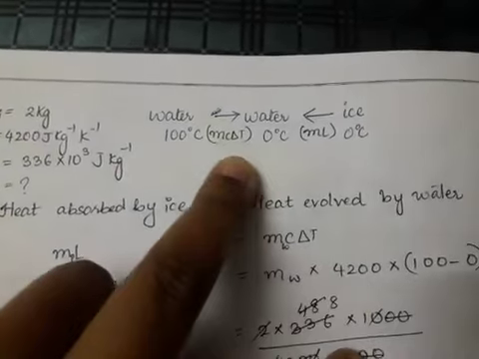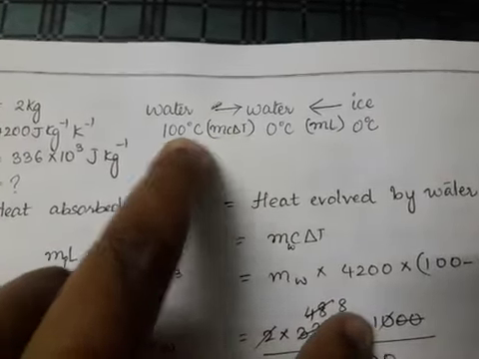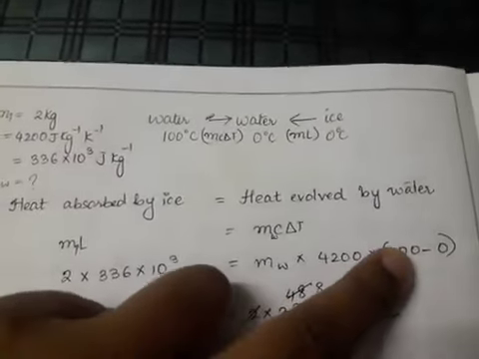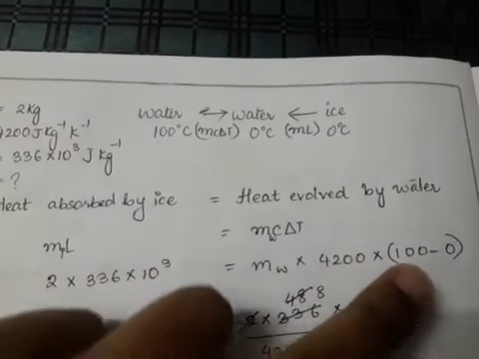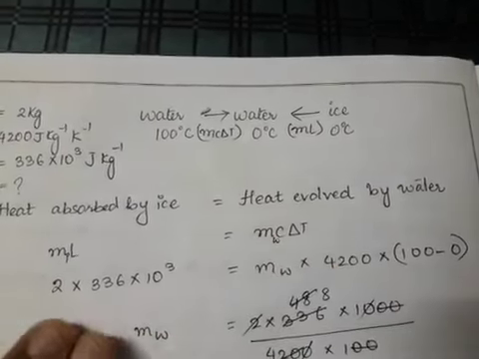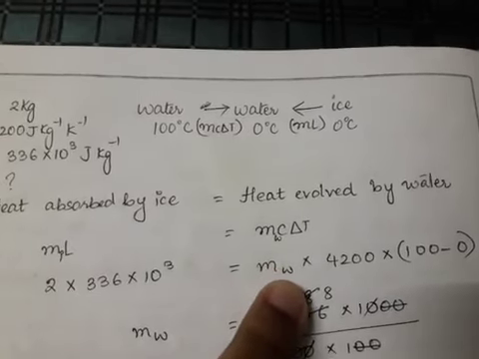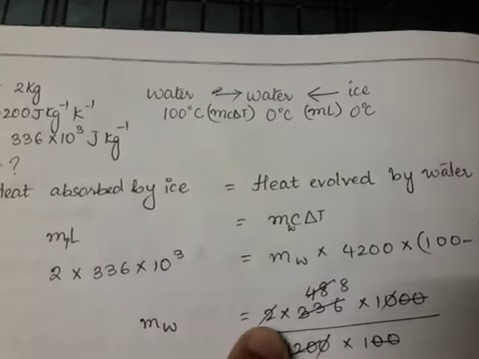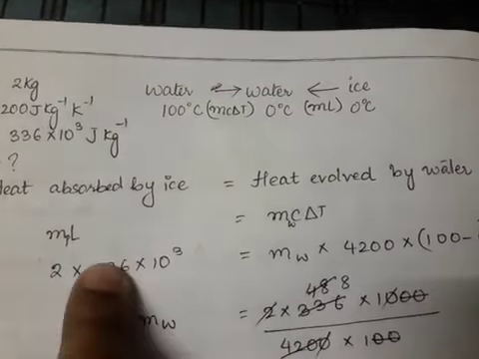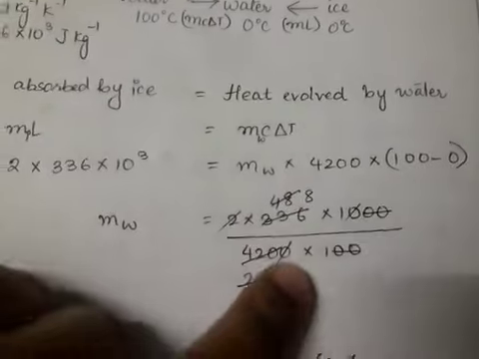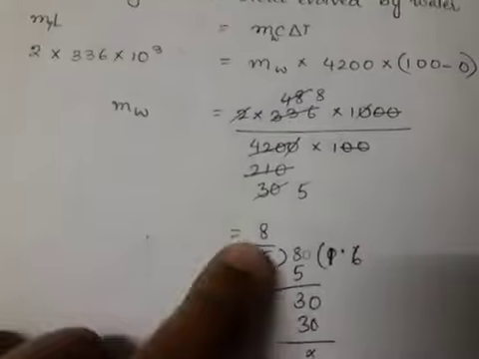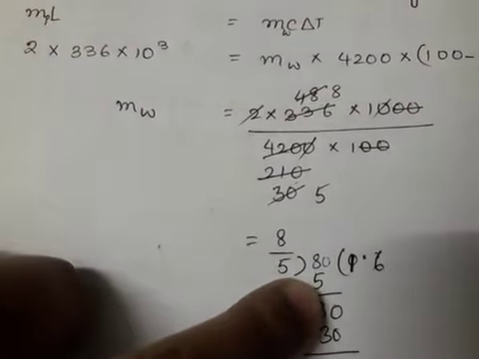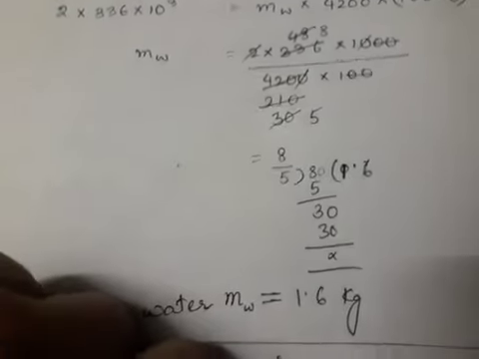You substitute it here, and what is the delta T here? The temperature difference, 100 minus 0. Okay, now multiply these two. This will become 100. So when you multiply these two, you have to bring this down. So we need mw, right? Mass of water. So mw is equal to this thing divided by this. So when you divide it, after that you do cancellation, and then you will find it to be 8 divided by 5, which is equal to 1.6.